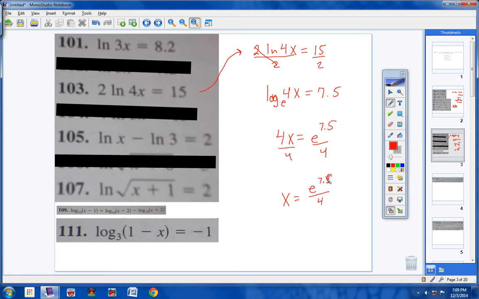Okay, let me grab my calculator real quick here and see what we come up with. e to the 7.5, enter, divided by 4, enter, 452. Rounded, of course. Now check that answer in your original equation. If you put 452 right here for x, do you have a positive argument? Well, yes, you do, definitely. So this answer is good.